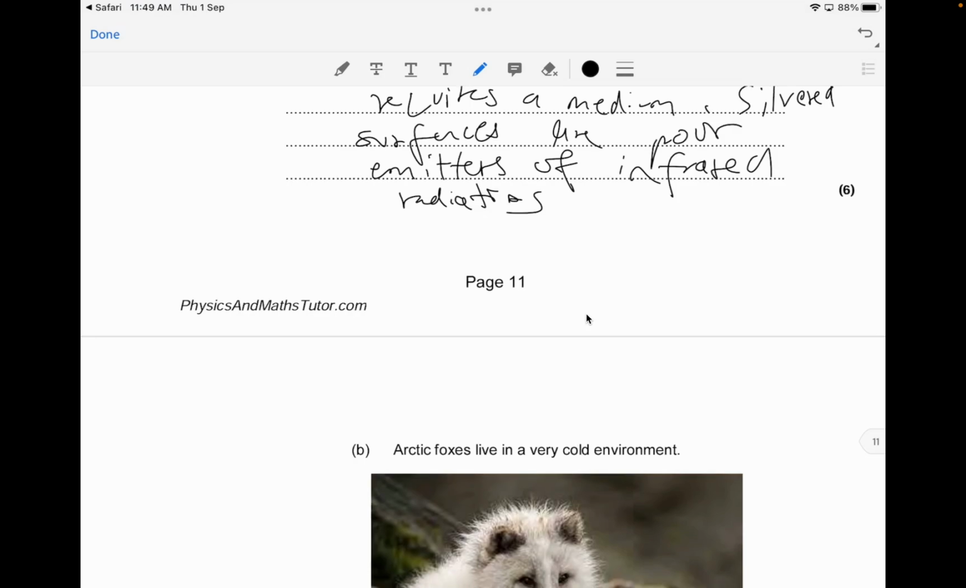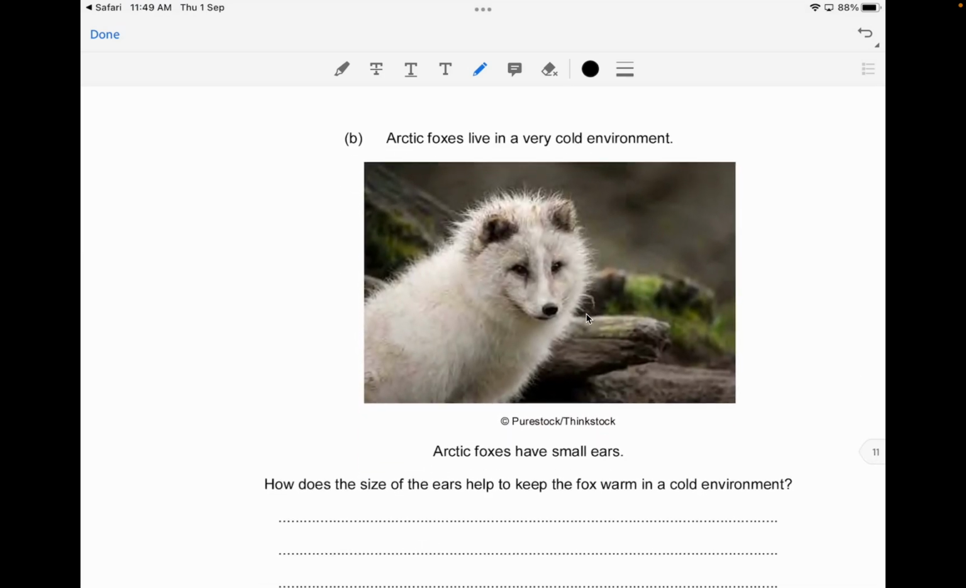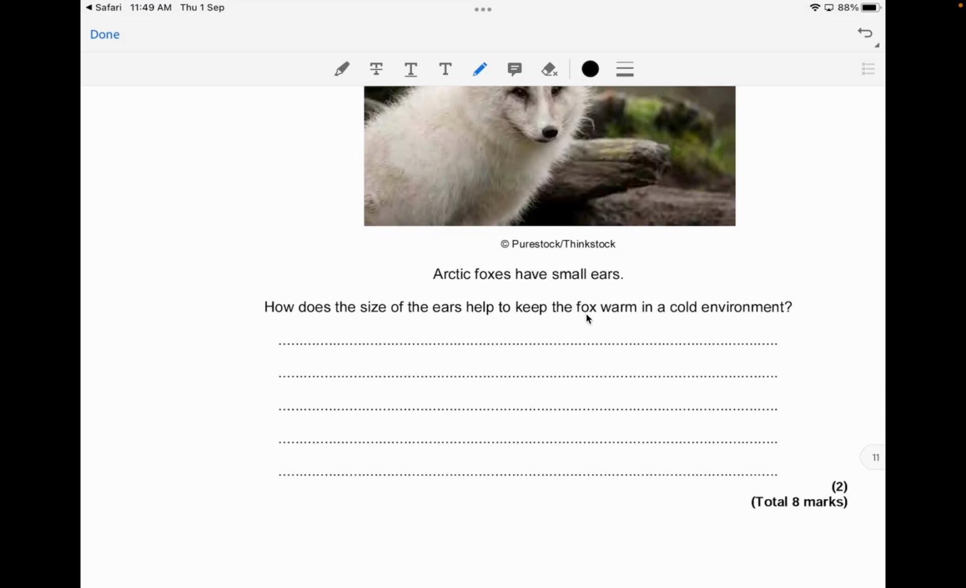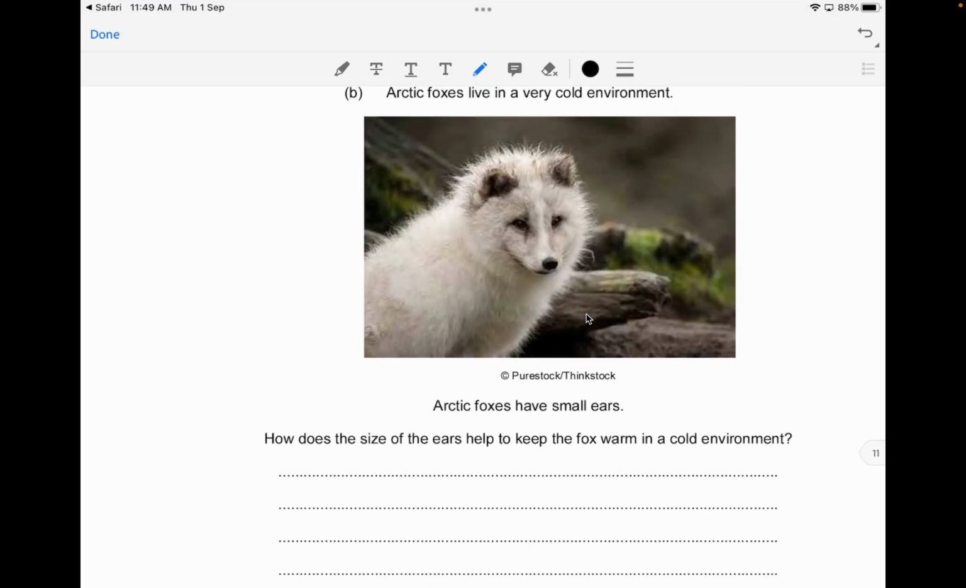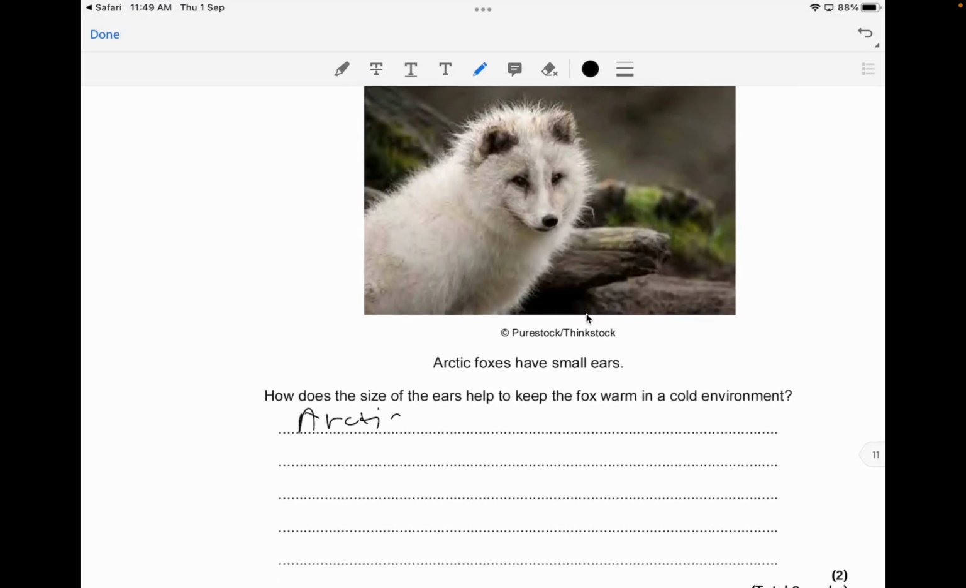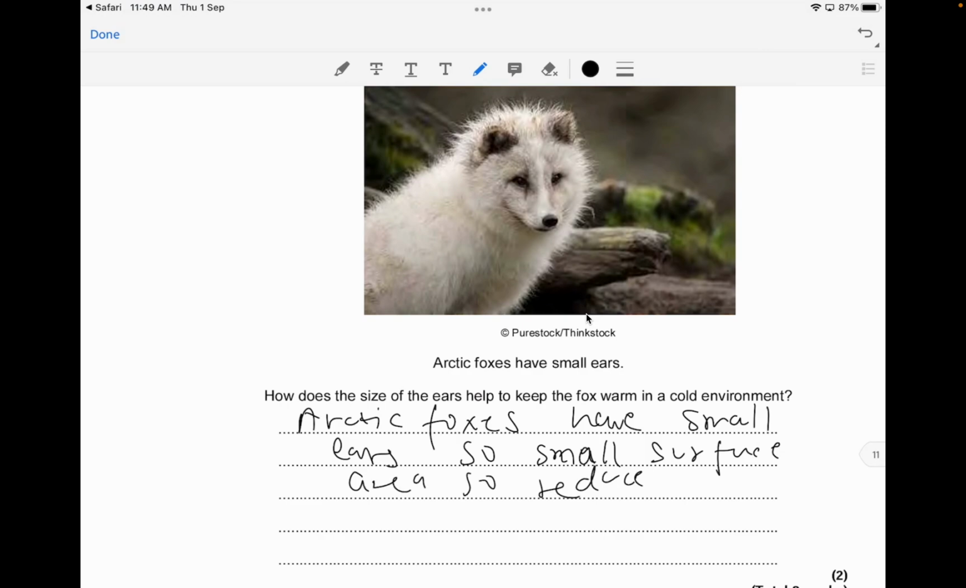Now, the next question: Arctic foxes live in very cold environments. How does the size of the ears help to keep the fox warm in a cold environment? The Arctic fox has small ears, so it has a small surface area. You're going to mention that as well. So it reduces the energy transferred from the fox to the surroundings. So that's going to be your points for about 2 marks. Let's move on to the next question.